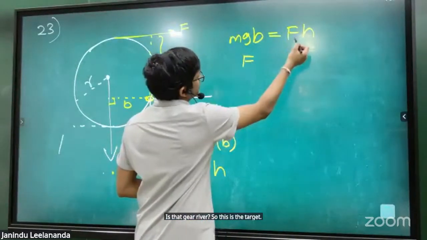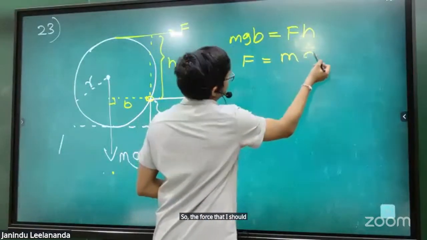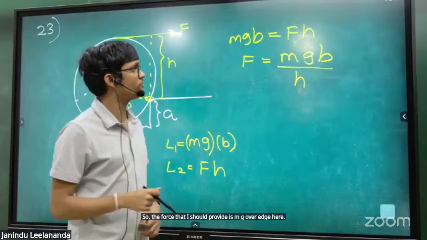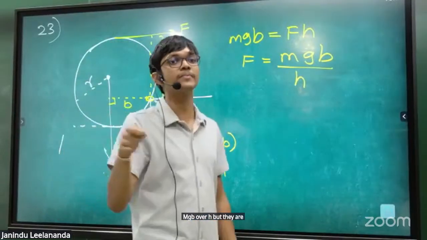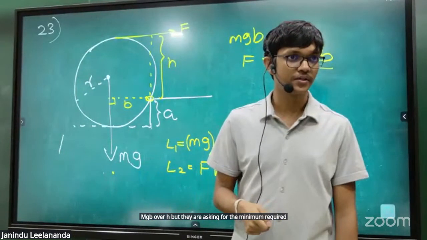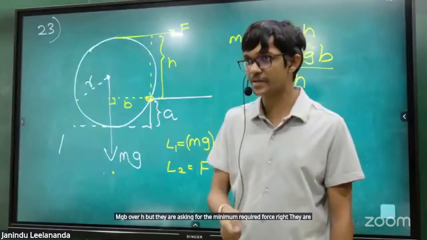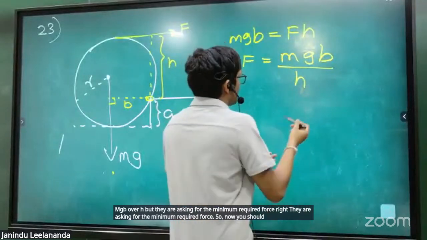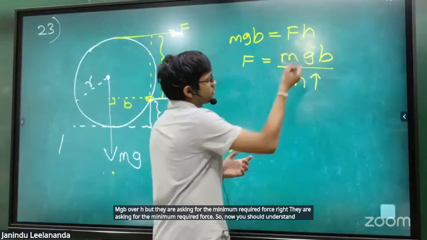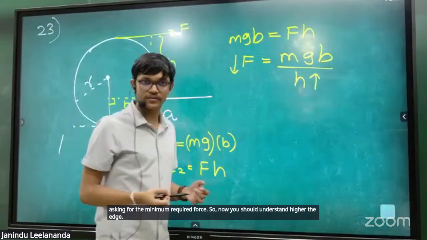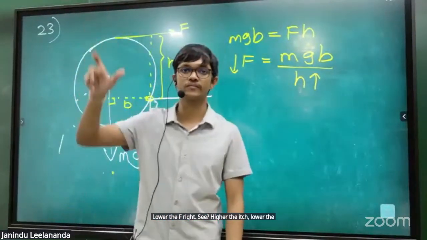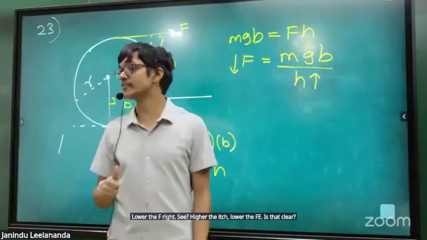So the force that I should provide is mgb over h. But they are asking for the minimum required force. So now you should understand: the higher the h, the lower the F. Higher the h, lower the F.